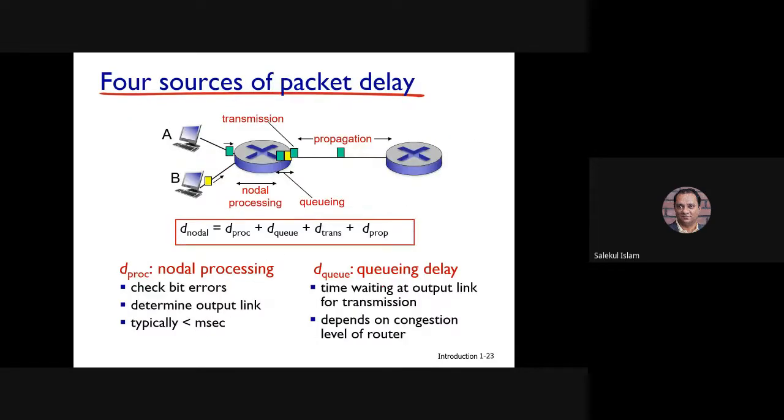Now if we look at delay, there are 4 sources of packet delay. We have already discussed the major 2. The first one is transmission and the second one is propagation. Remember that propagation, to propagate, means moving from one place to another place.